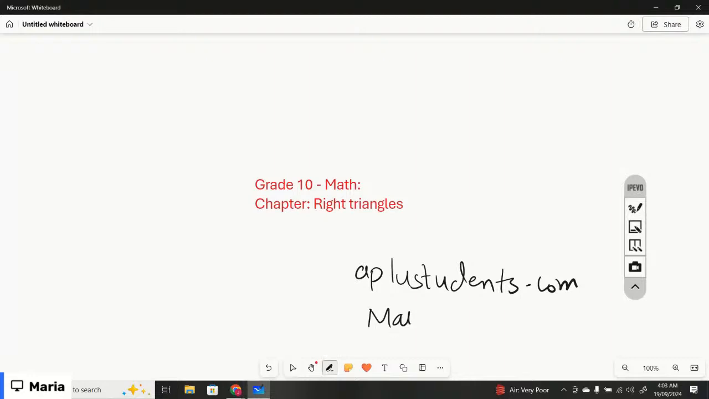Then you have to select math from the subject tab. Scroll down to grade 10 math and then click on view all lessons. There you can find a list of the chapters. We're going to start with the chapter right triangles.